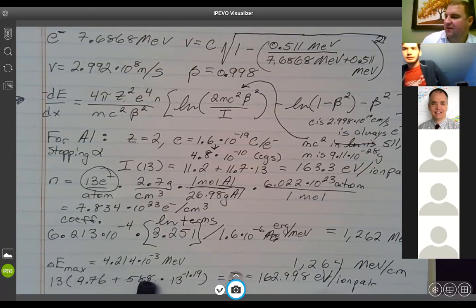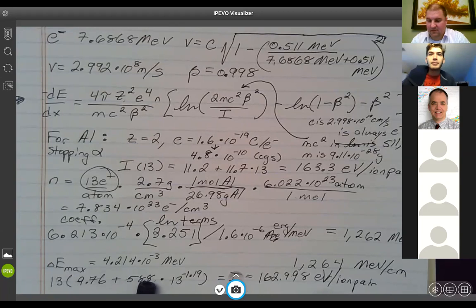What are you plugging in for your delta Emax calculation? Let's see, I'm using 4 times the mass of an electron multiplied by the A. What mass are you using for your electron? 0.0005458 AMU. Okay. Multiplied by the A of the target and the kinetic energy in MeV.